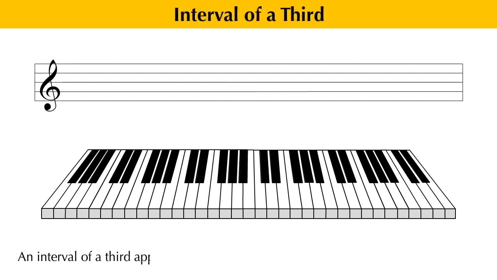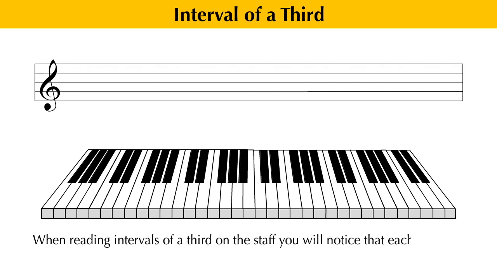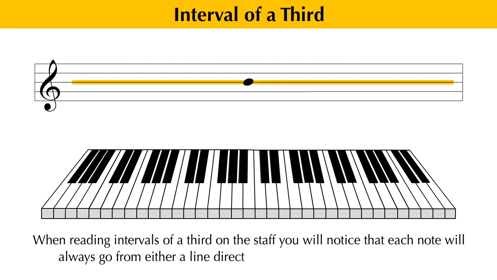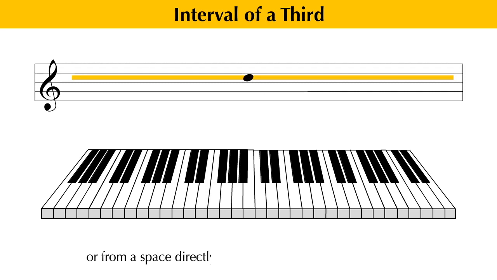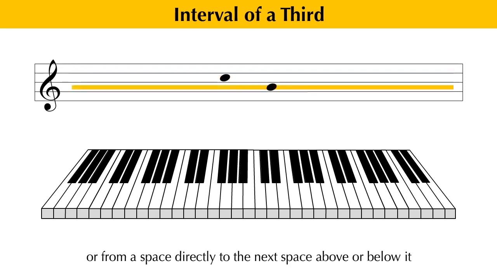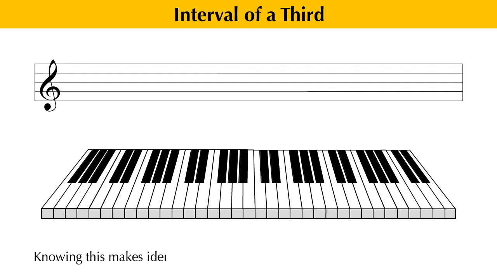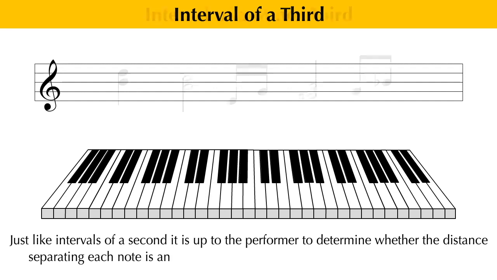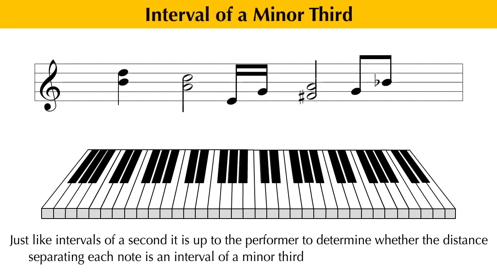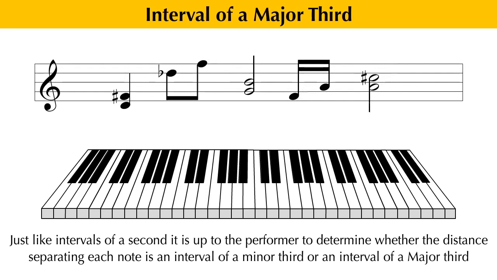An interval of a third applies to any two notes which span 3 positions on the staff. When reading intervals of a third on the staff, you will notice that each note will always go either from a line directly to the next line above or below it, or from a space directly to the next space above or below it. Knowing this makes identifying intervals of a third on the staff relatively simple. However, just like intervals of a second, it is up to the performer to determine whether the distance separating each note is an interval of a minor third or an interval of a major third.